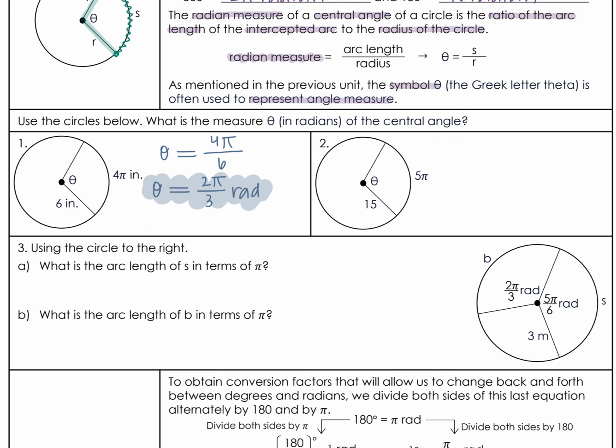Okay, moving into number 2 here, same idea. You have that your theta is equal to your arc length, 5 pi, divided by my radius, which is 15. Okay, so just reducing that fraction here, we're going to get theta is going to equal pi divided by 3 radians.